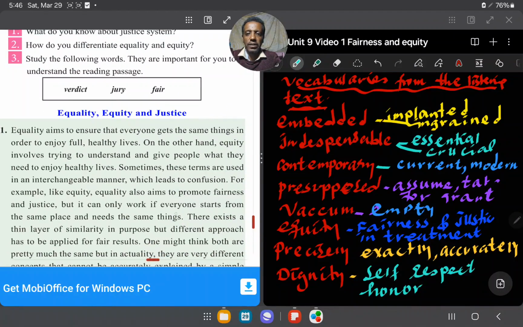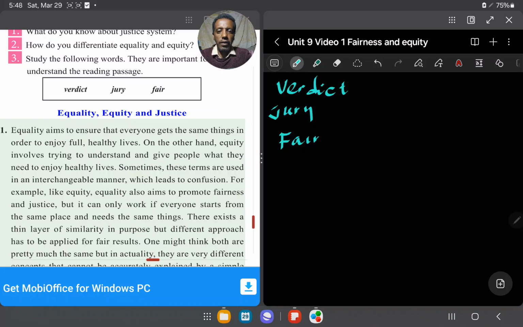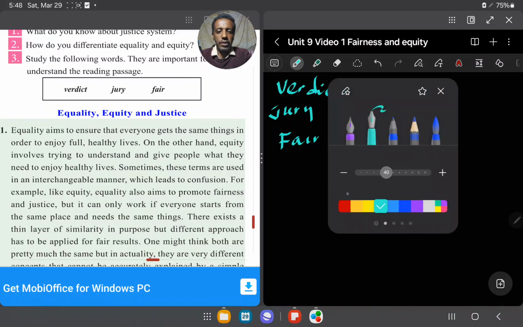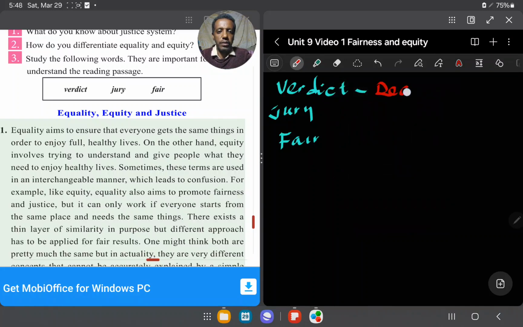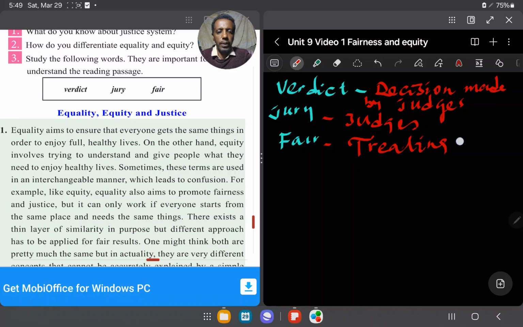I gave a word that is verdict, jury, and fair. What does it mean? So here, verdict means it is a decision made by judges. በዳኞች የተወሰነ ነገር ወይም ውሳኔ ምን ተብሎ ይጠራል? ቬርዲክት። ምንባቡ ላይ ስለምታይ ጁሪ ግሩፕ ኦፍ ፒፕል ሁ ዲሳይድ ኢን ዘ ኮርት። ሶ ግሩፕ ኦፍ ጀጅስ ማለት ጀጅስ። Fair means treating people equally and justly.